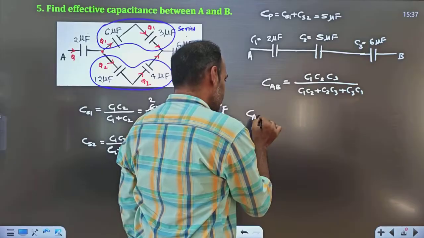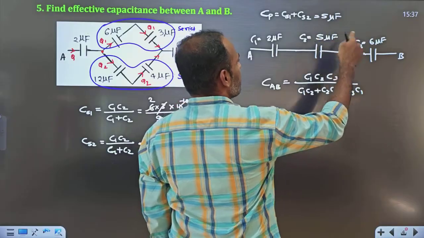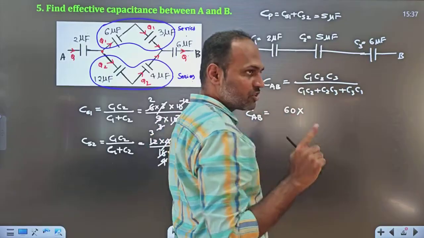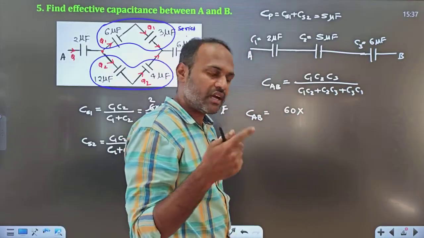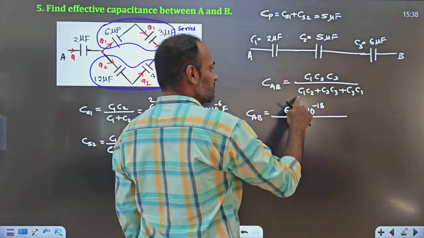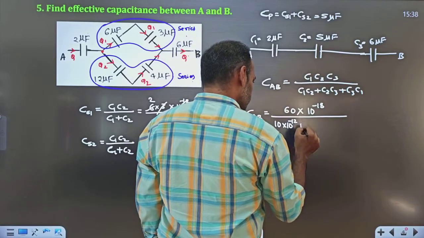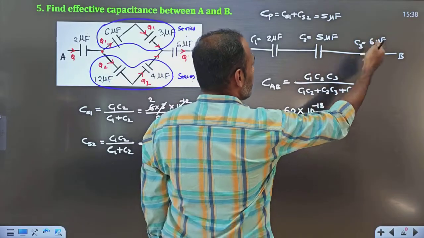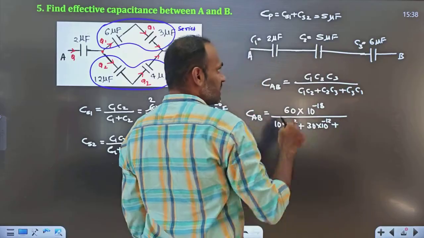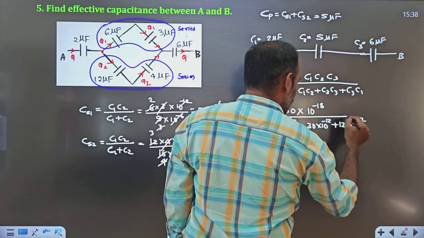So I will write CAB is equal to C1 into C2 into C3, 2 into 5 10, 10 into 6 60. So 60 into micro into micro into micro, 10 raised to minus 6 minus 6 minus 6, it will be minus 18. So 10 to the power minus 18 divided by C1 into C2, 2 into 5 10, micro into micro 10 to the power minus 12, plus C2 into C3, 5 into 6 30, 10 to the power minus 12, plus C3 into C1, 6 into 2 12, 10 to the power minus 12.